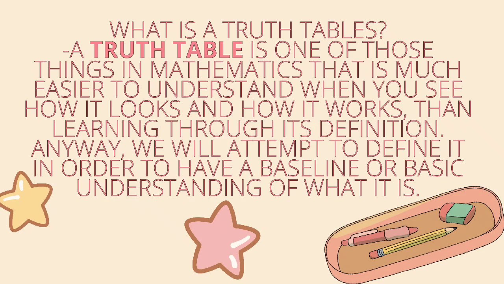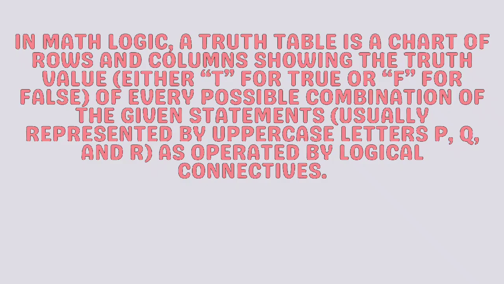A truth table is one of those things in mathematics that is much easier to understand when you see how it looks and how it works than learning through its definition. Anyway, we will attempt to define it in order to have a basic understanding of what it is. In math logic, a truth table is a chart of rows and columns showing the truth value, either T for true or F for false, of every possible combination of the given statements, usually represented by the uppercase letters P, Q, and R, as operated by logical connectives.